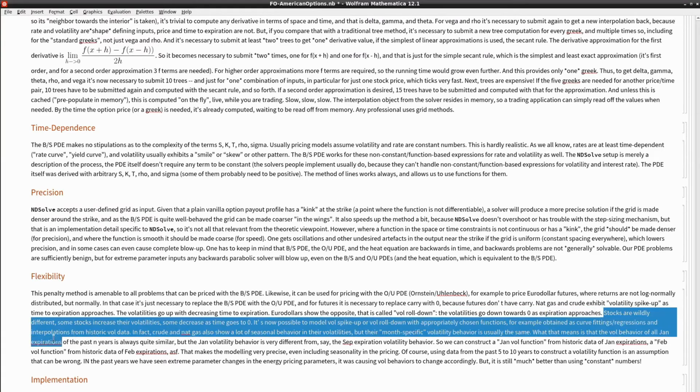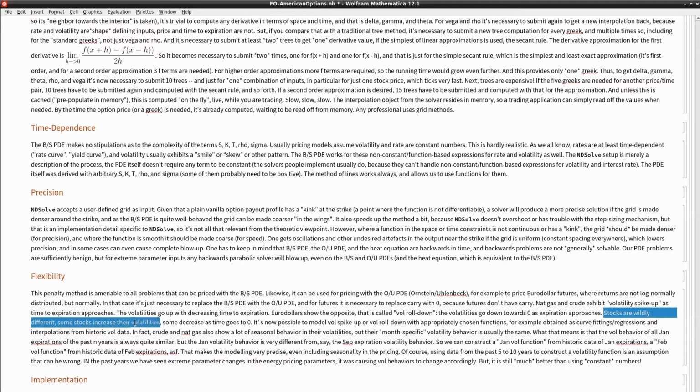And stocks are wildly different. Some stocks increase their volatilities, some decrease, some show no behavior. It is a different story because every stock has its own nature and characteristics. So there's no general statement possible about stocks because the stocks are so different, the companies are so different. But with this method, it is possible to model volatility spike up or volatility roll down with appropriately chosen functions. For example, you can obtain them with a curve fitting or a regression and use interpolations from historic data.